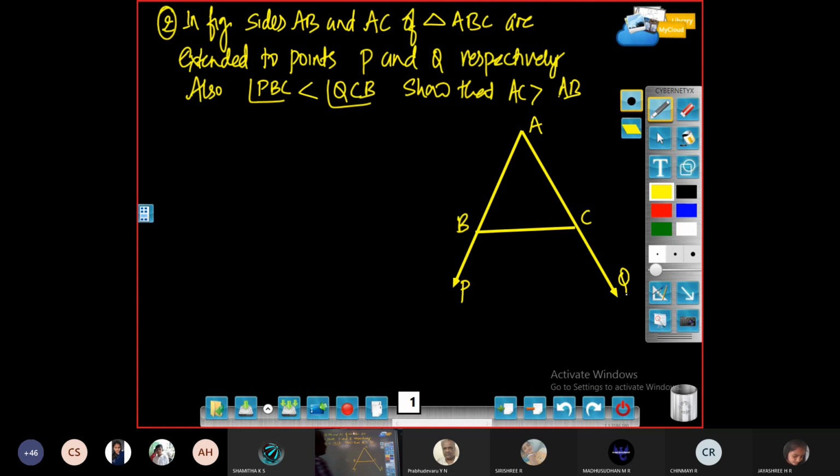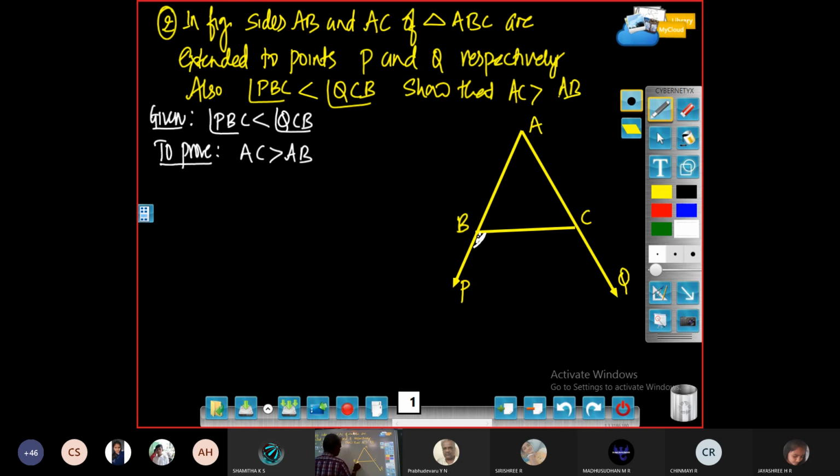With reference to this diagram, let us write what is given now. Sides AB and AC of a triangle are extended to points P and Q. Also, angle PBC is less than angle QCB. This is given. We need to prove that AC is greater than AB. Look at the diagram. PBC is this angle, which is outside the triangle ABC. And QCB is this angle.